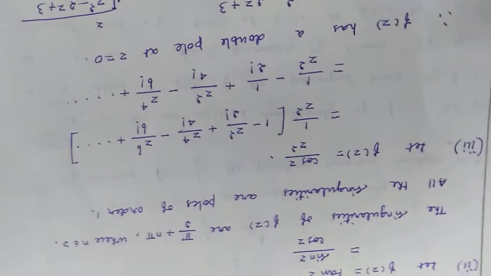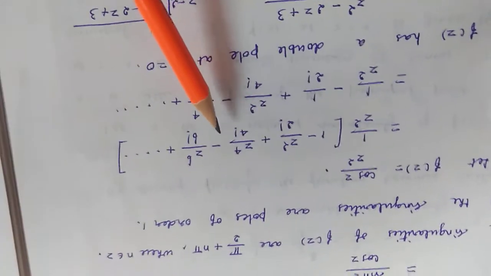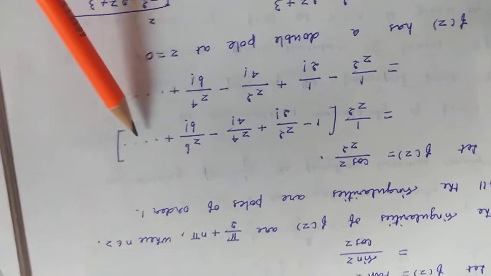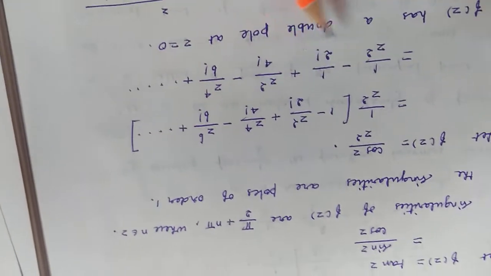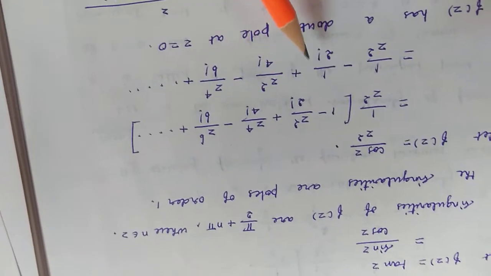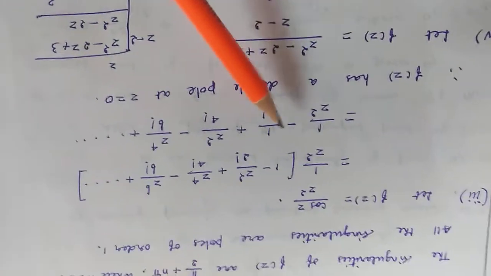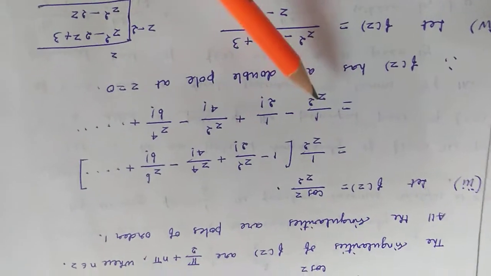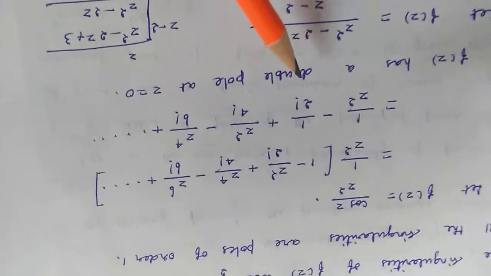And the third one is f of z equal to cos z by z square. Again the cos z expansion is 1 minus z square by 2 factorial plus z power 4 by 4 factorial minus etc. So expanding, we get 1 by z square minus 1 by 2 factorial plus z square by 4 factorial minus z power 4 by 6 factorial plus etc. So the terms involve 1 by z square, which implies f of z has a pole of order 2. z equal to 0 is a double pole.